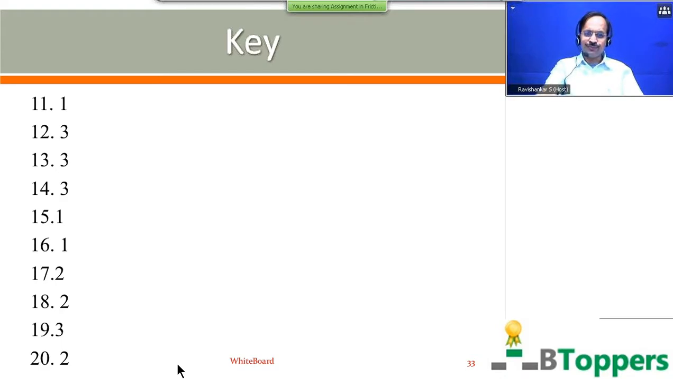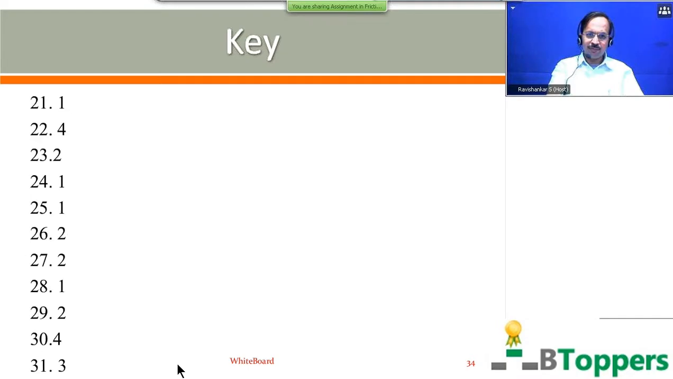Next, I am going to show you the answers for numbering from 21 to 31. For question number 21, first option is answer. For question number 22, fourth option is answer. For question number 23, second option is answer. For the next 2 questions 24 and 25, first option is answer.